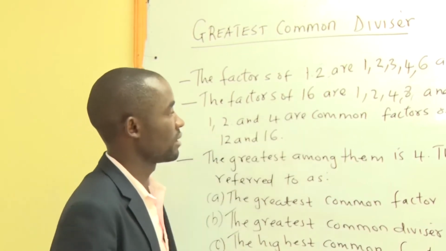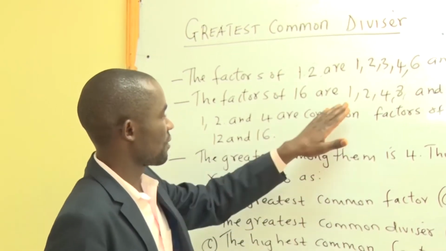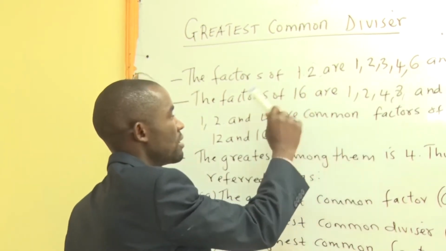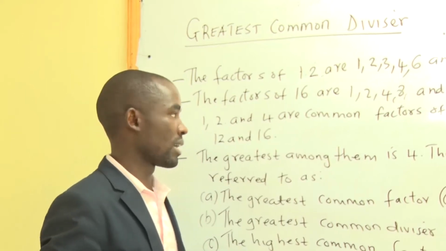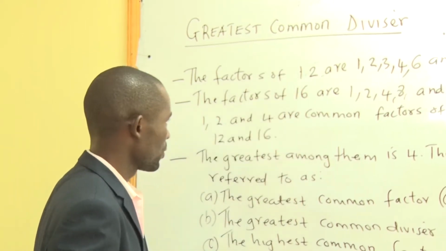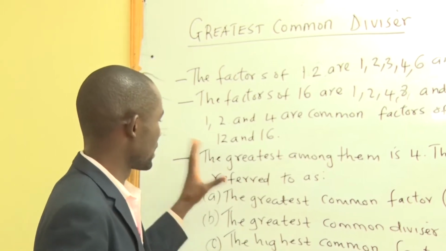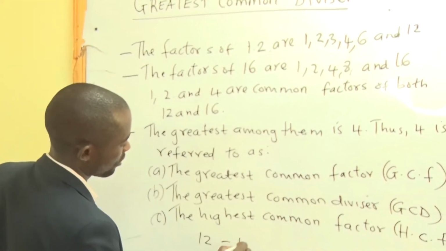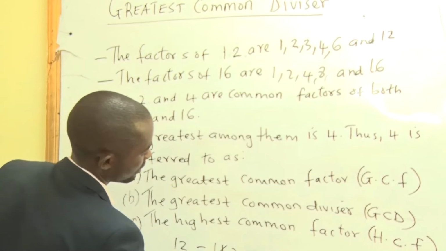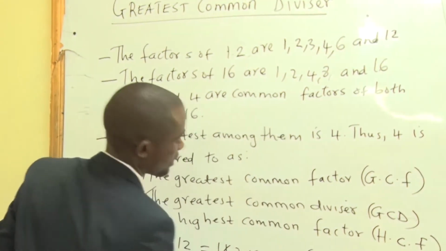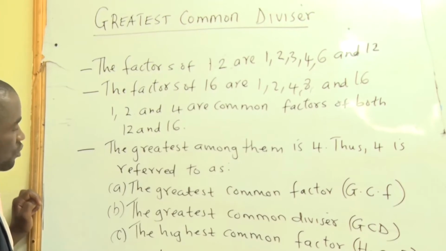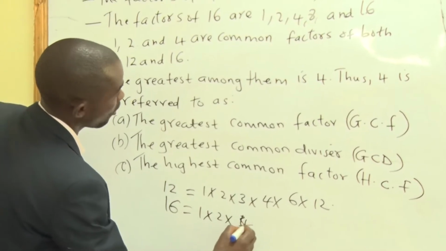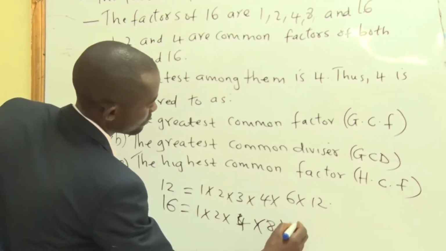If you look at the factors of 16, they will be 1, 2, 4, 8, and 16. Remember, all these numbers will divide 16 to get a whole number. So we are calling them factors of 16 and 12. If you look at 12, we have 1, 2, 3, 4, 6, and 12. These are the factors of 12. For 16, we have 1, 2, 4, 8, and 16.